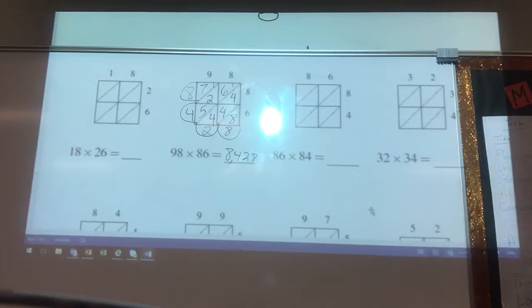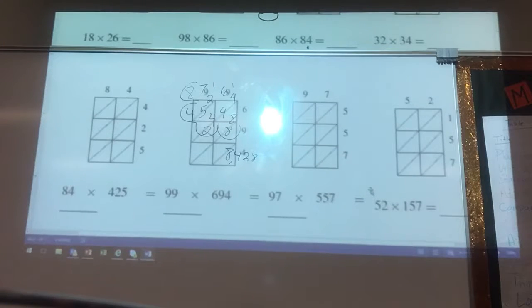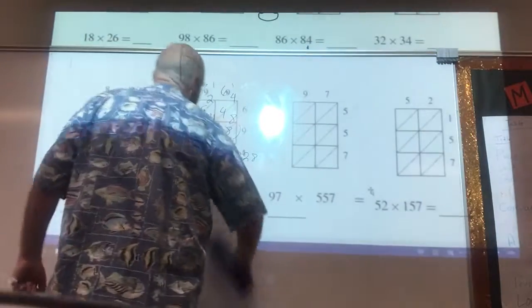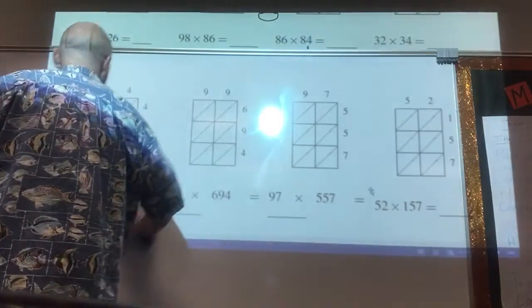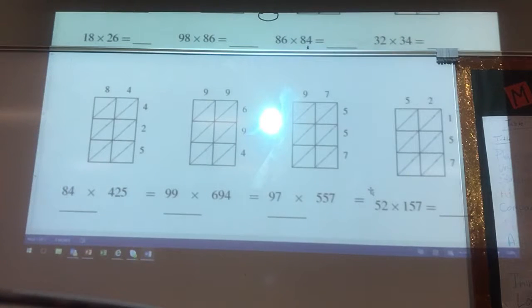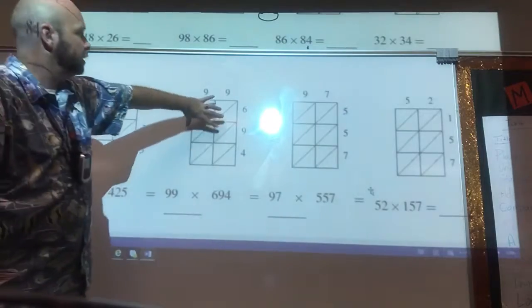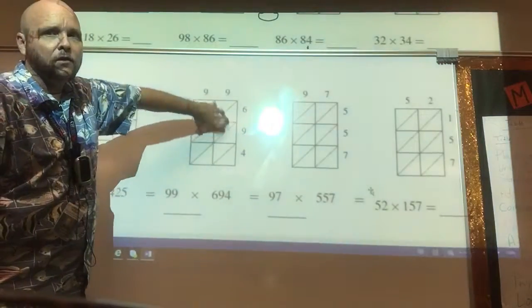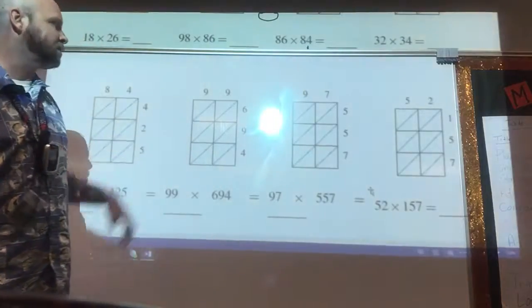So if you don't like the 2 first ways I showed you, then use the lattice method. Now we're doing a 3 by 2, which is not any more difficult at all. You know you don't have to do it up and down like that. You can go sideways. You can take this rectangle and put it this way, or you can turn it and put it this way. Doesn't matter either way.